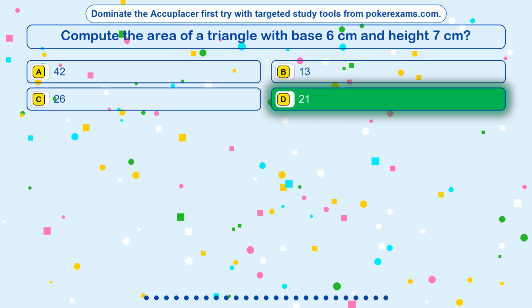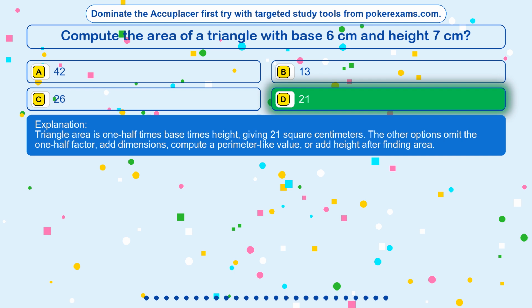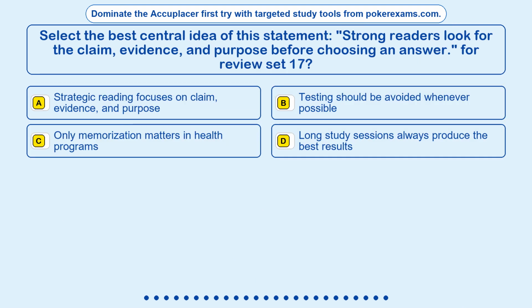The correct answer is option D, 21. Triangle area is 1/2 times base times height, giving 21 square centimeters. The other options omit the 1/2 factor, add dimensions, compute a perimeter-like value, or add height after finding area. Question 13. Select the best central idea of this statement. Strong readers look for the claim, evidence, and purpose before choosing an answer.